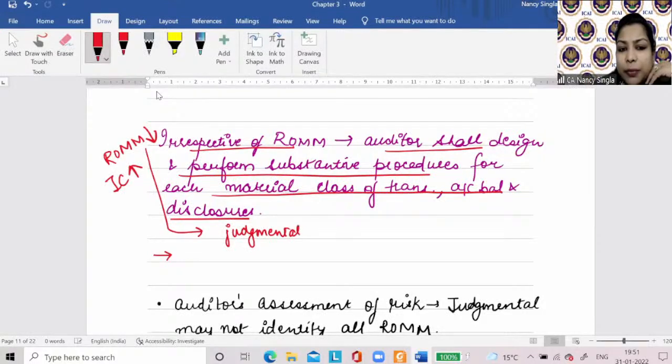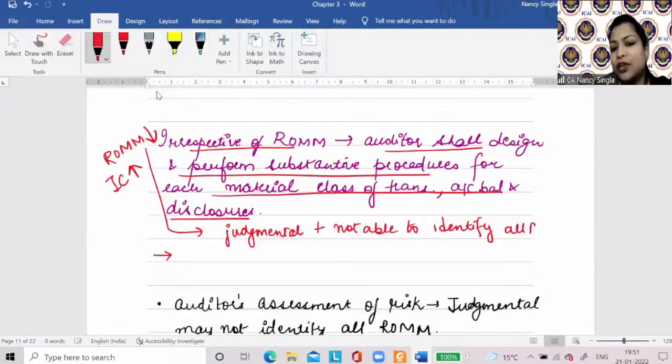Auditor is using his professional judgment, na? It might be possible that auditor is not able to identify all risk of material misstatement. Auditor is auditor, na? After all, he is not a detective, na? So, irrespective of risk of material misstatement, even if ROMM is very low, auditor shall design and perform substantive procedure for each material class of transaction.